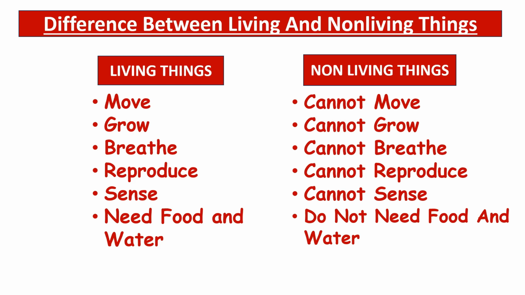Difference between living and non-living things. Living things can move. Non-living things cannot move. Living things can grow. Non-living things cannot grow. Living things can breathe. Non-living things cannot breathe. Living things can reproduce. Non-living things cannot reproduce.